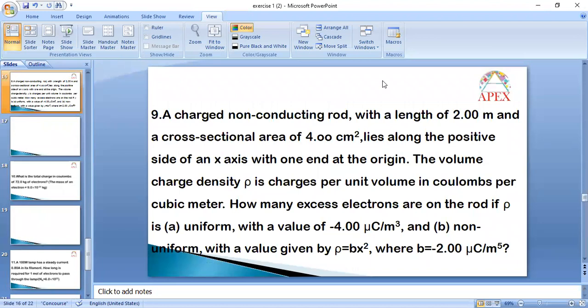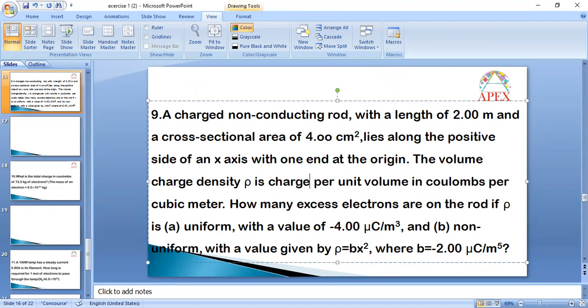So first of all, we can draw a diagram for the given information. The volume charge density, rho, is charge per unit volume, in coulombs per cubic meter. How many excess electrons are on the rod if rho is uniform with a value given?